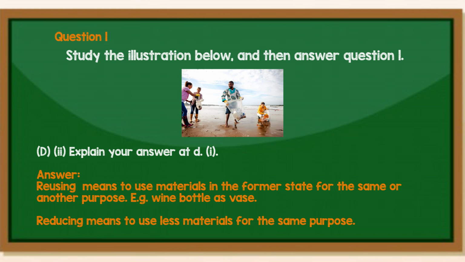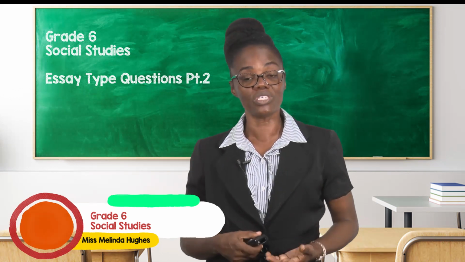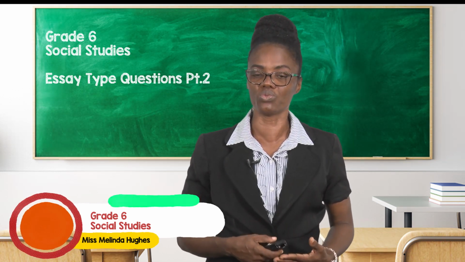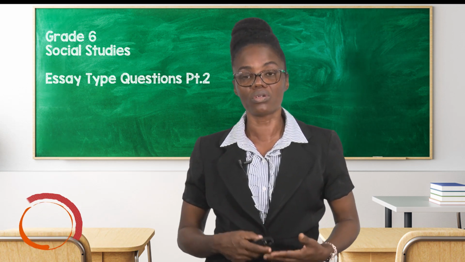Next, we look at reusing. Reusing means to use materials in the same state for the same purpose or for another purpose. For example, wine bottles can be reused as vases. Finally, reducing. Reducing means to use less material for the same purpose. So that's it, boys and girls. There are 3 ways of how pollution can be reduced. 1, recycling. 2, reusing. 3, reducing.